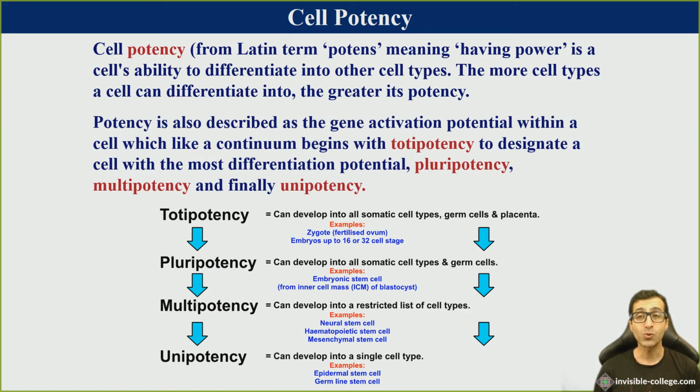So potency is also sometimes described as the gene activation potential within the cell, which, like a continuum, begins with totipotency, which designates the ability of a cell to develop into all types of somatic cells, as well as germ cells and also the placental tissues in the female, all the way down to unipotency, which is the ability of an undifferentiated cell to only differentiate and specialize into a single cell type. And you also have in between those stages the terms pluripotency and multipotency, which are defined for you here.